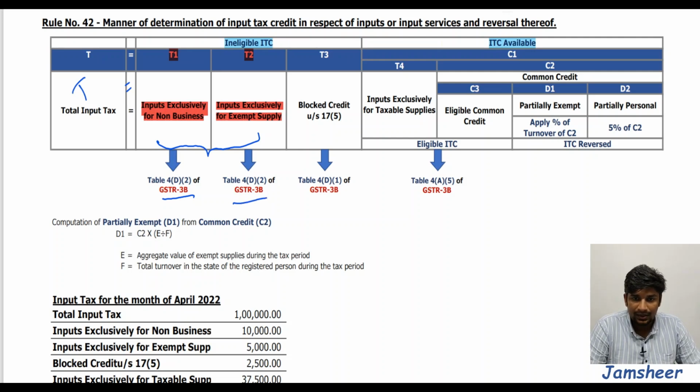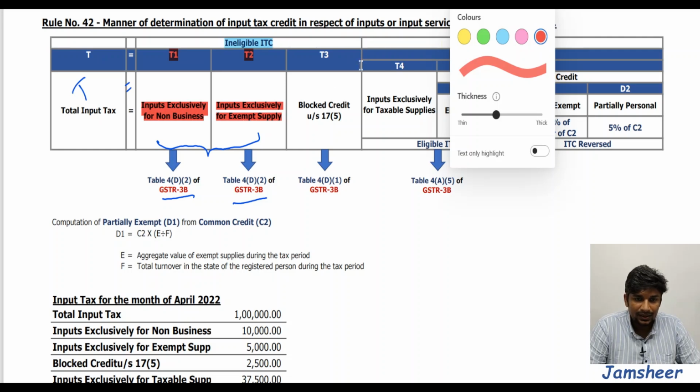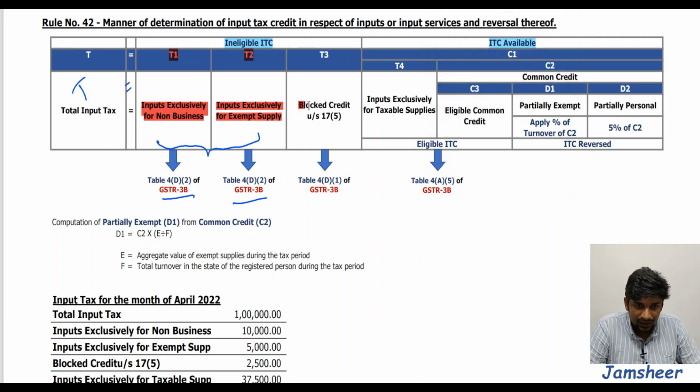And the third one is input tax credit listed under section 17 subsection 5, which means it is blocked credit. The blocked credit will also be reduced from the total input tax, and it shall be shown under table 4 D1 of GSTR 3B.